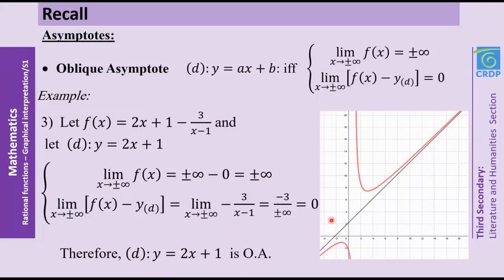Now let's look at it on a graph. Here we have this line y equals 2x plus 1, and this is our function in red. Our function will come closer and closer towards the line, the oblique asymptote, but it will never quite reach it.